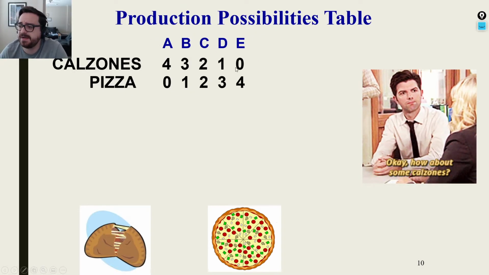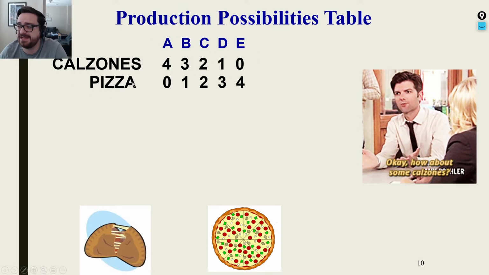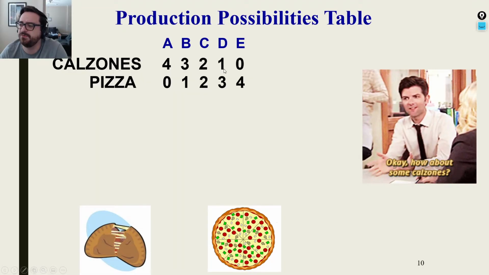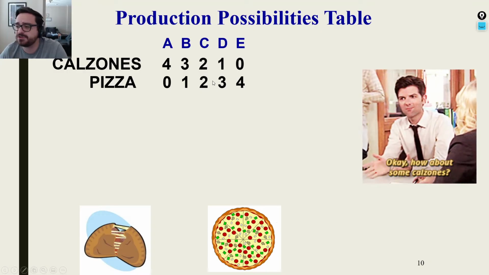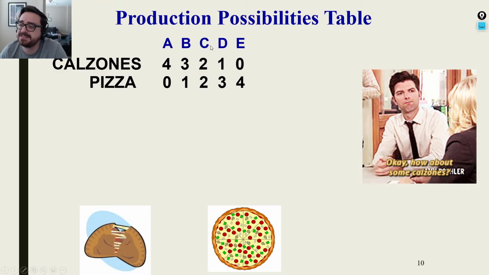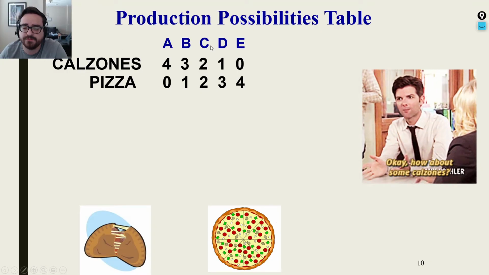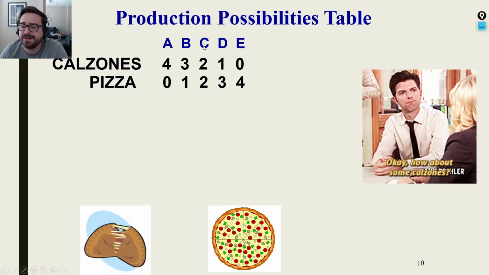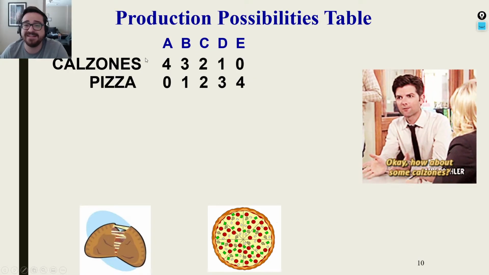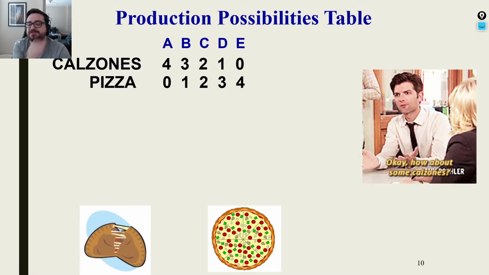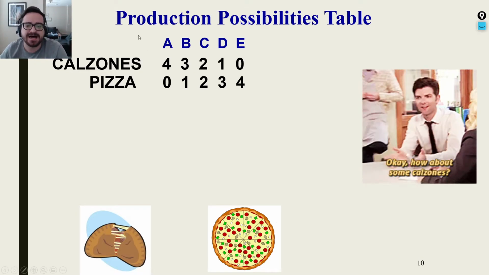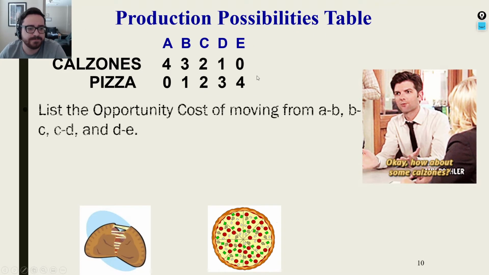So here's a production possibilities table for calzones and pizza. I've got 4, 3, 2, 1, 0, and 0, 1, 2, 3, and 4. If you were to graph this, some of you who are pretty good at math or have done a lot of graphing would be able to tell fairly quickly, looking at this table, that this graph is linear, meaning a straight line. It is not curved. It is a straight line, a constant slope.